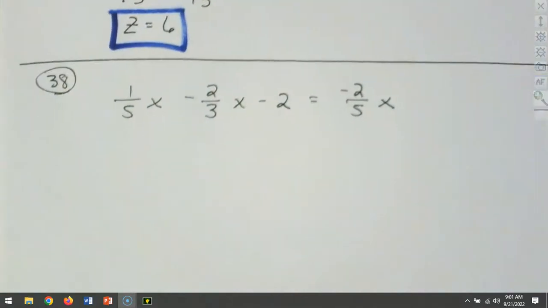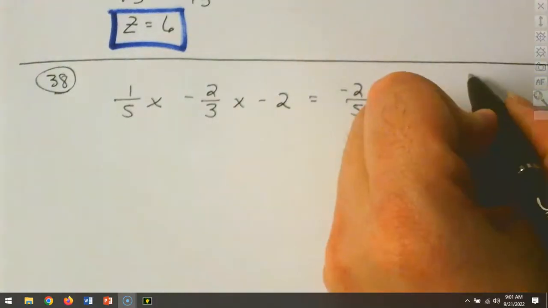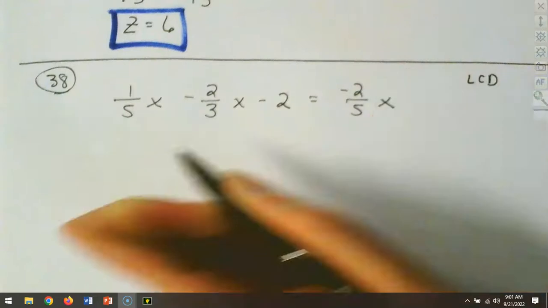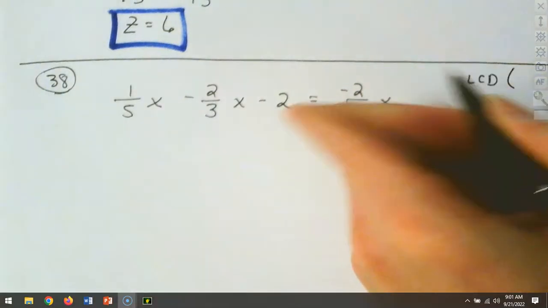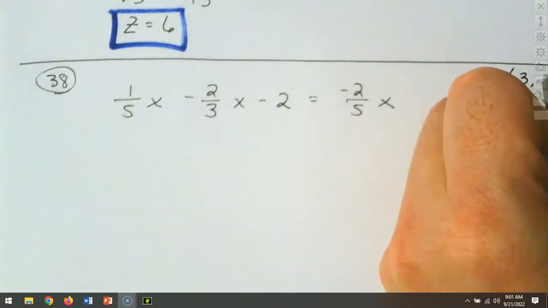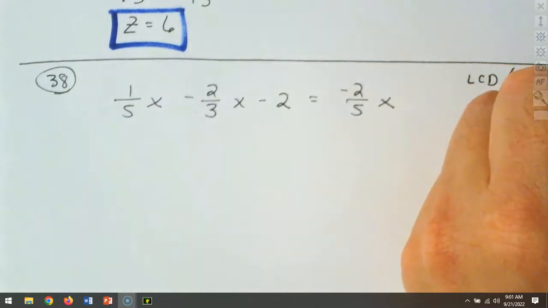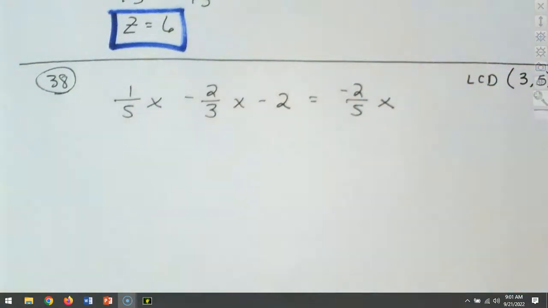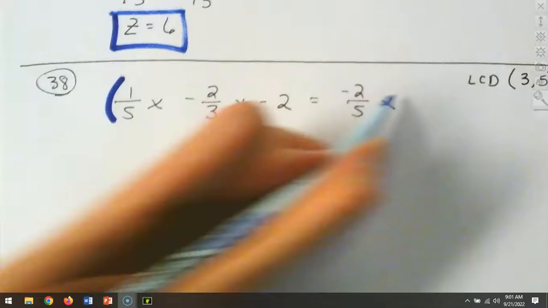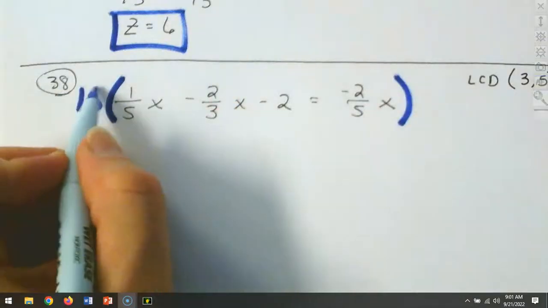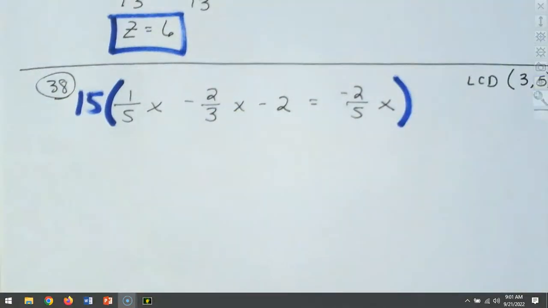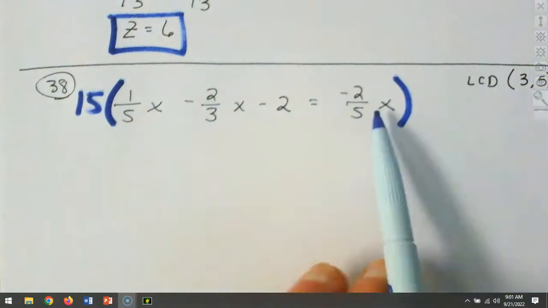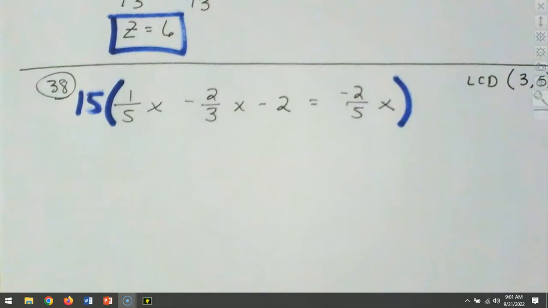Okay, so what do I need to do? I need to clear my fractions, and I have a 5 and a 3 down below. So the least common denominator of 5 and 3 would be a 15. So this one's going to require us to use multiple properties. The first thing we'll do is clear the fractions, unless they all go together. And these really don't go together. I mean, I could move that over, but we have several fractions, so let's just get rid of them.